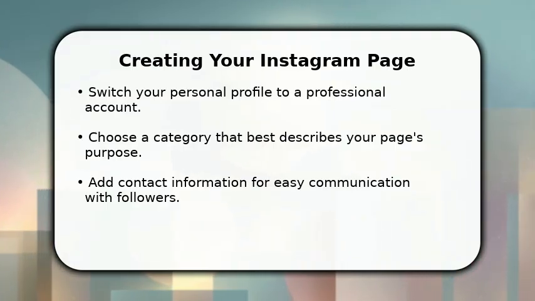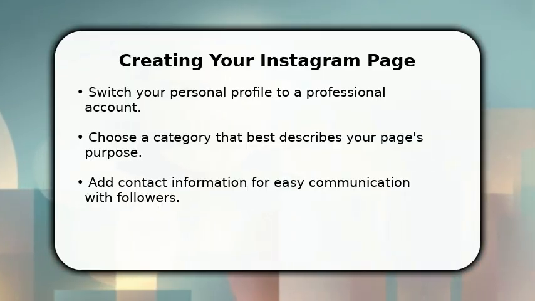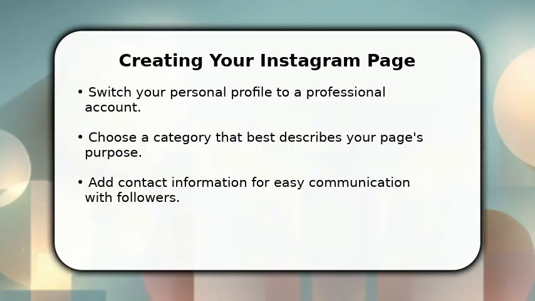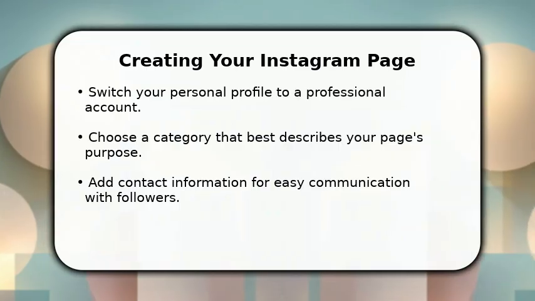Tap the three lines in the top right corner, then select Settings and Privacy. From there, choose Account Type and Tools, and then switch to Professional Account. Follow the prompts to select your business category and add contact details. This sets the foundation for your new page.